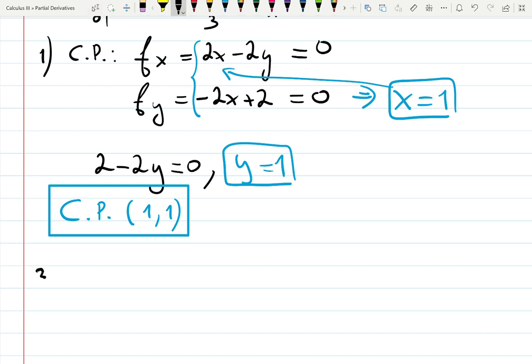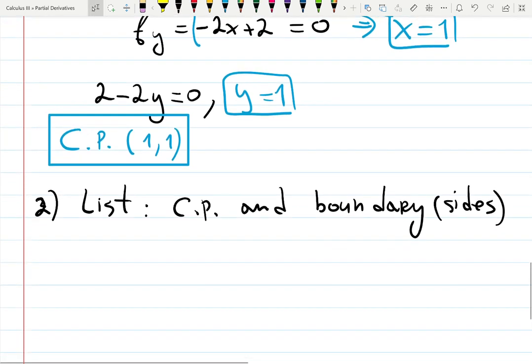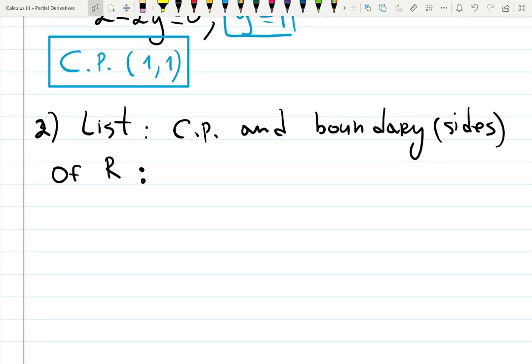But endpoints in 3D are whatever used to be in 2D, the shapes. In this case, it's a rectangle. So we need to list critical points and boundary sides, right? Sides. In this case of R, but maybe it's a circle, so I don't like writing sides. Boundaries of R. And these consist of 4 segments.